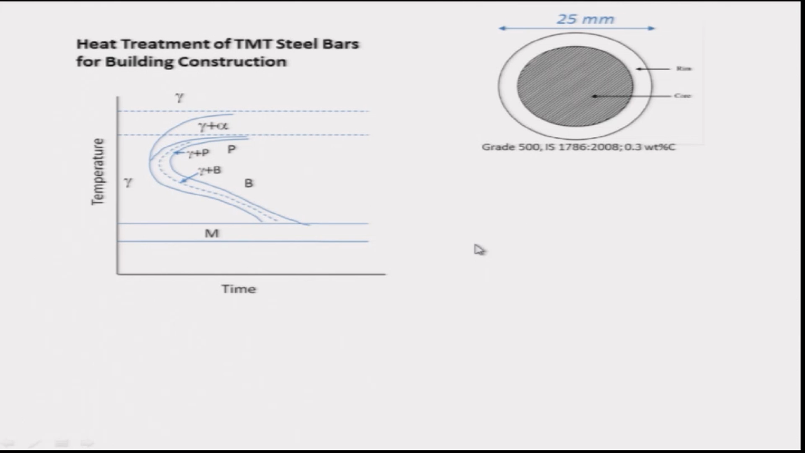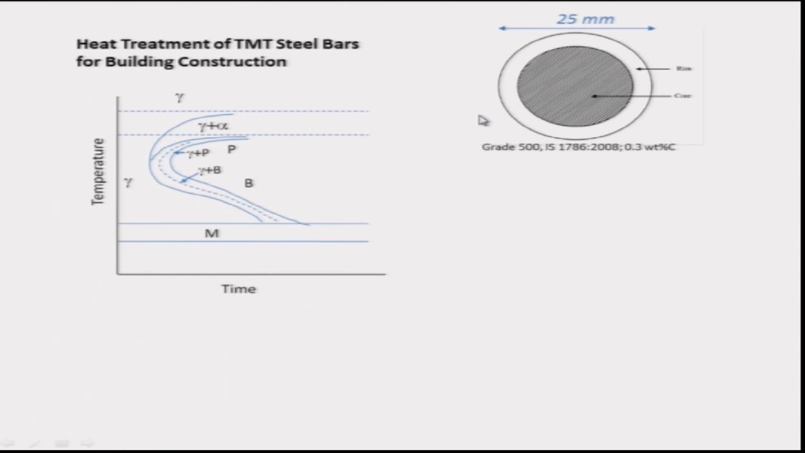Now, what you want to do is create a hard surface outside with a soft core inside, but in this we will not do any carburizing. What is actually done in the industry is that these steel bars are heated into the austenite region, and then they are quenched.